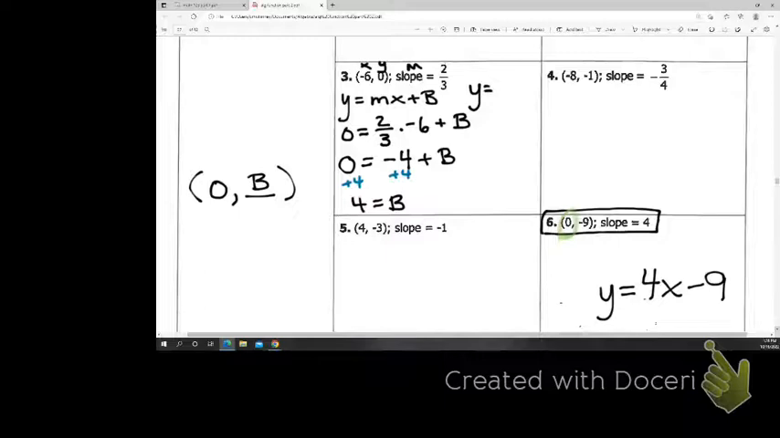And then I write my equation. When I write my equation, maybe I'm not going to write it up there. I'm going to write it down here where I have more space. Y is equal to 2/3 x plus 4.